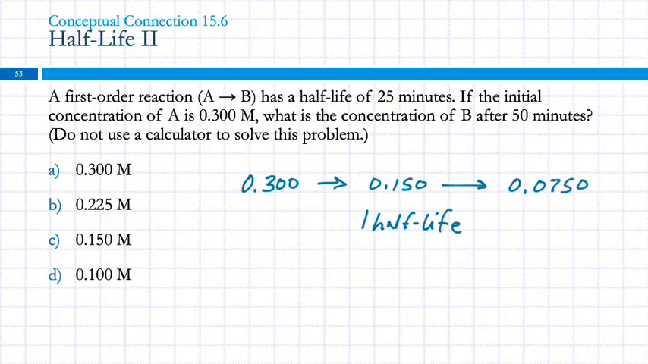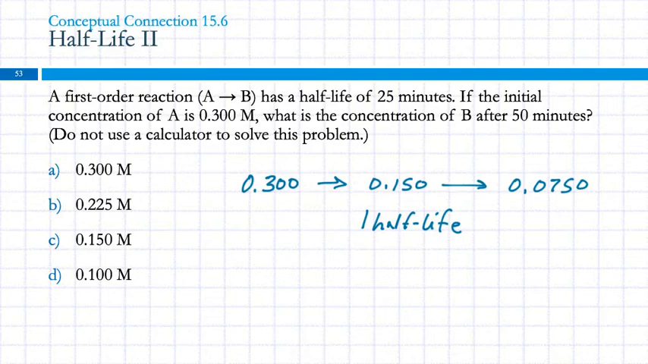This one's tricky. It tricked me the first time I looked at it, and it tricked me again just now. There was a trick to this one. We started out with this much A. It's not asking how much A is left. It's asking how much B is formed.